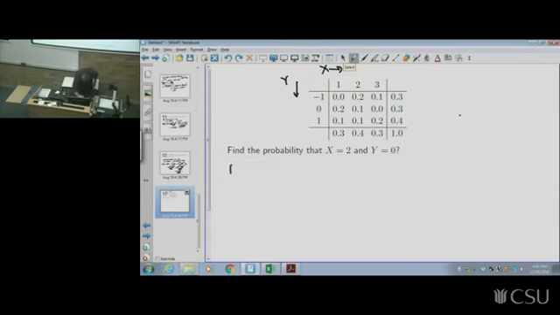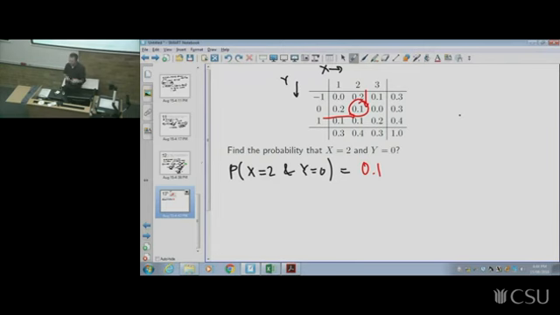What's the probability that x is 2 and y is 0? What's the probability that both of them happen at the same time? Any ideas? Whatever that 0.1 thing is. So if you go x equals 2 and y equals 0, the number that matches both of them would be the 0.1. So it's really just reading off the table. So it's the value in the table that matches both of them.